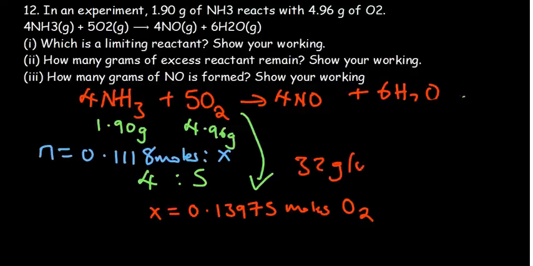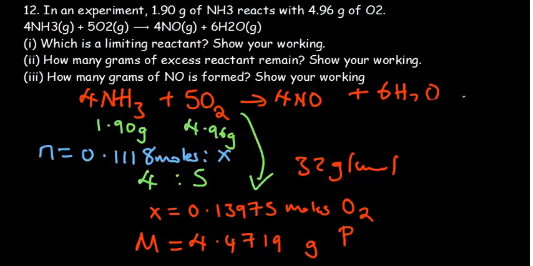So using that molar mass and the number of moles, we can find the mass. We know that mass is the product of the two, so 32 times 0.13975. The value I'm getting is 4.4719 grams. That's how much had reacted.